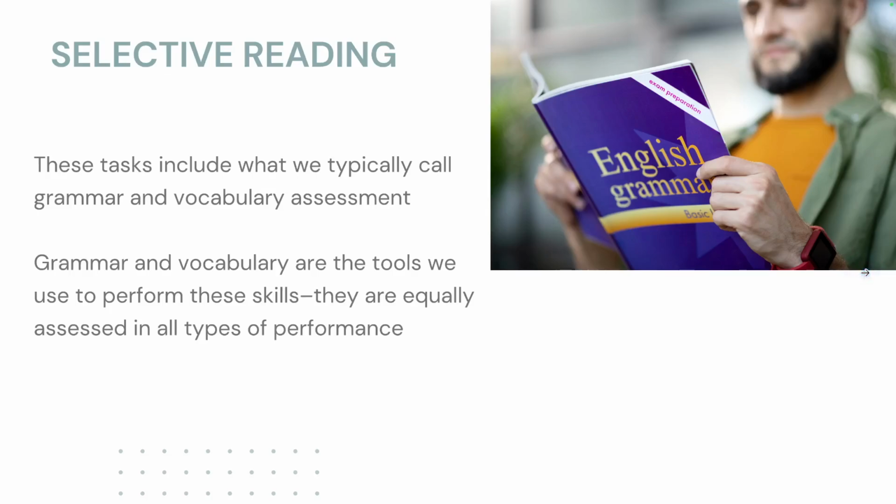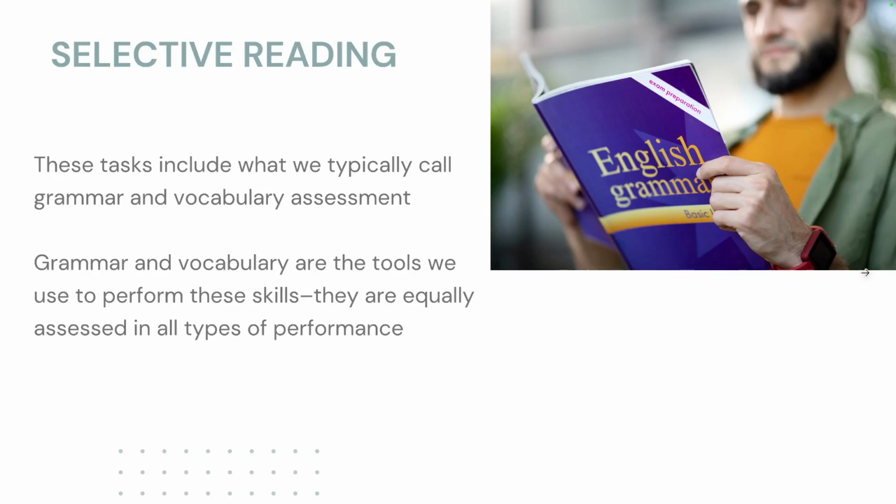Okay, next one is selective reading. So remember, we're moving on to the second one, and selective reading now. The text will be a little bit longer. We're still mostly doing bottom-up skills here, even though it could be a little bit of top-down, and we're still mostly focused on the language. So these tasks include what we typically call grammar and vocabulary assessment. So you can see why it can be confusing, right?